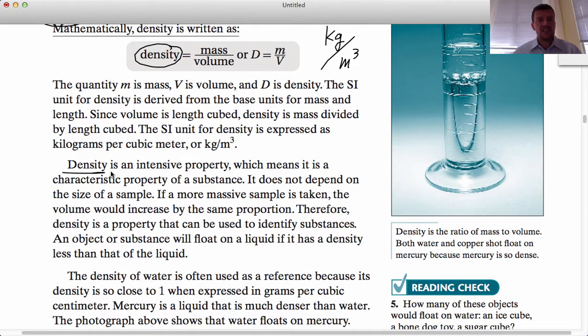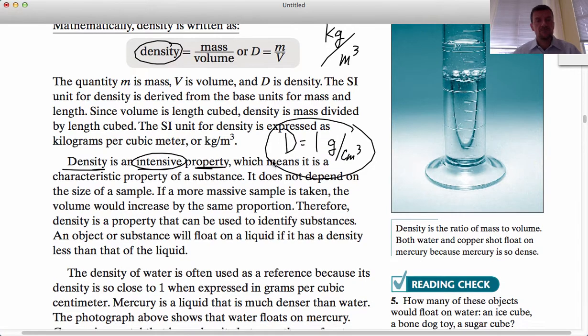Remember that density is an intensive property. That means that density number is not going to change. Doesn't matter how much of the substance you have. The density for water, pure water, is 1 gram per cubic centimeter. Always. Doesn't matter if you have a gallon of it or a complete lake of it. Doesn't matter how much you have. It's always going to be 1 gram per cubic centimeter.